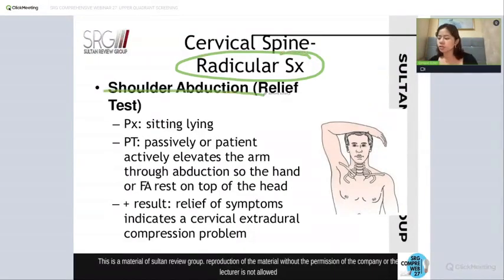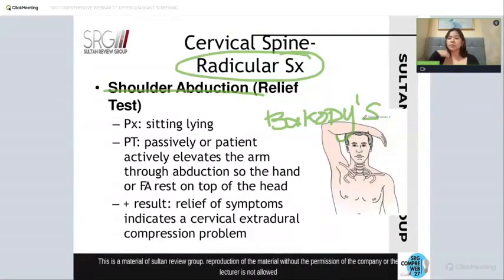So patient in sitting or lying position, but it's actually more on sitting. So passively or actively ask the patient, okay, to elevate the arm through abduction. So yung hand po natin, nakarest, yung forearm natin nakarest on top of the head, just like this one. Okay, if there is a relief of signs and symptoms here, you're positive with this specific exam. So this po kasi parang nasa stretch and increase natin yung space around here. That's the reason why nagkakaroon po tayo ng relief of symptoms. Okay, Bakody or your shoulder abduction test.